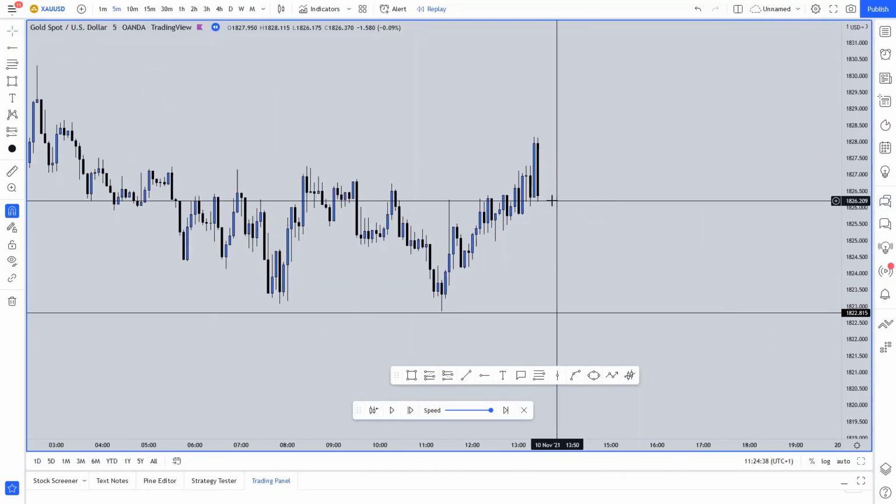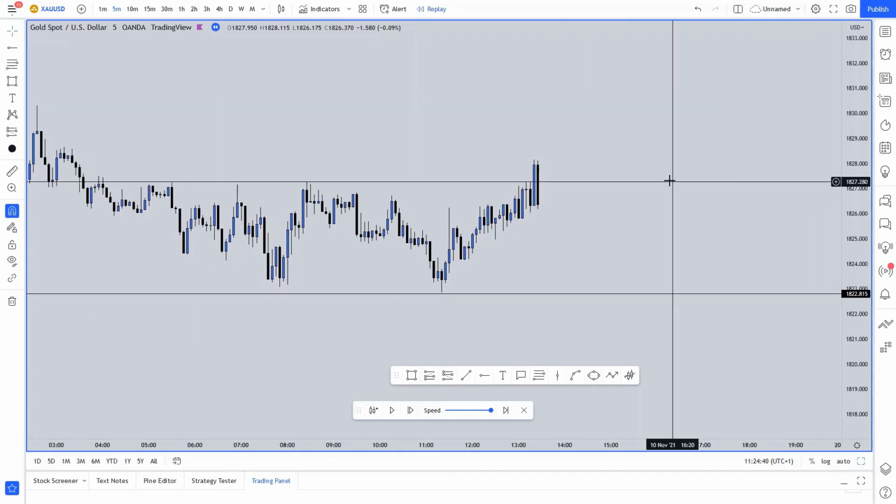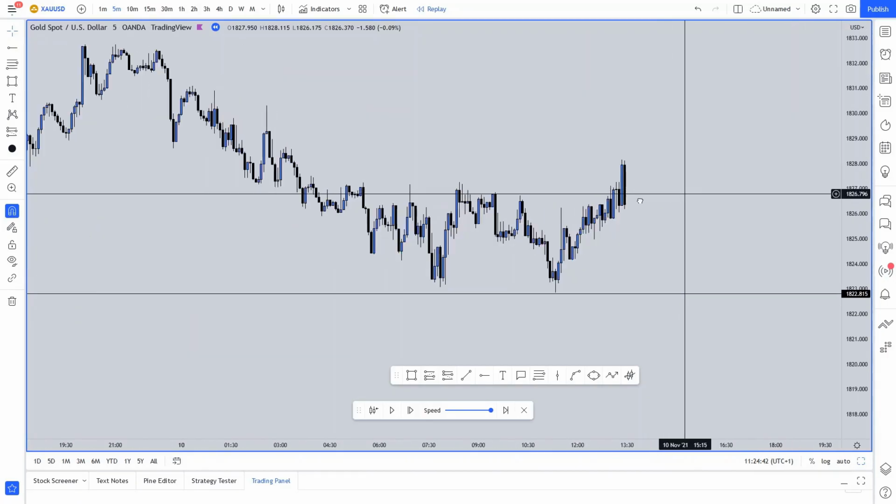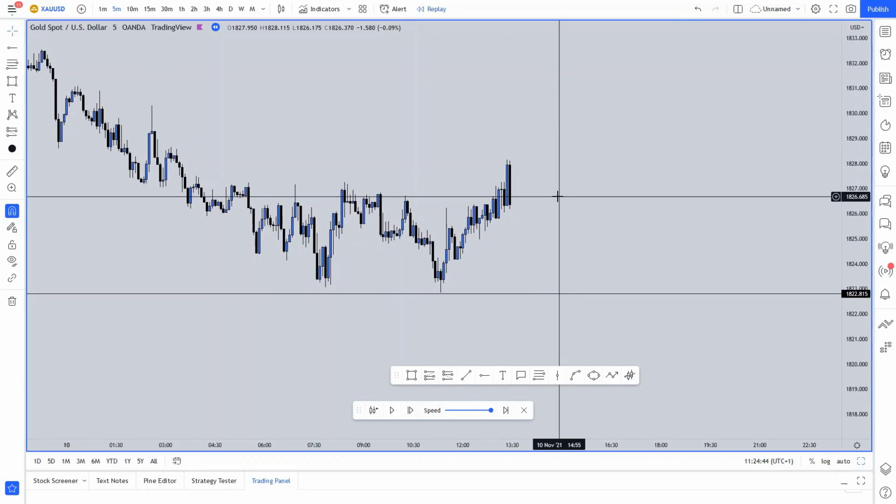So this is the 5 minute, just before. What we do is, when the news was released, remember, you've got to be on it. You've got to be there as soon as the news is released. You can't wait kind of like 10 minutes. You've got to be there as soon as the news is released. And this is going to show you exactly why.